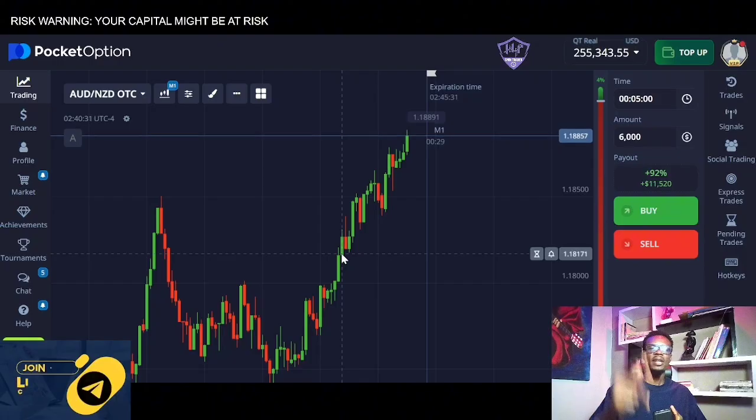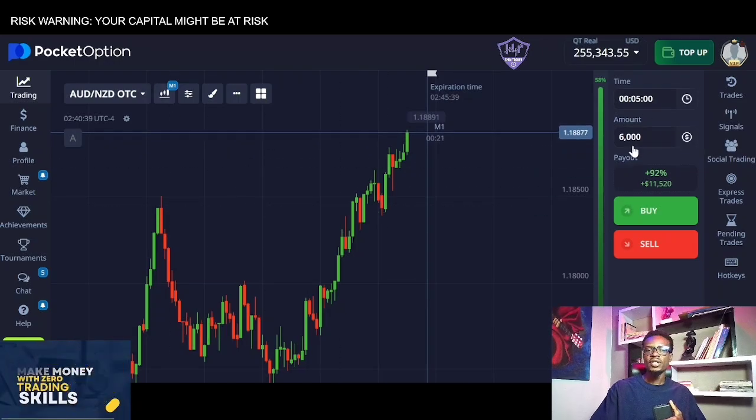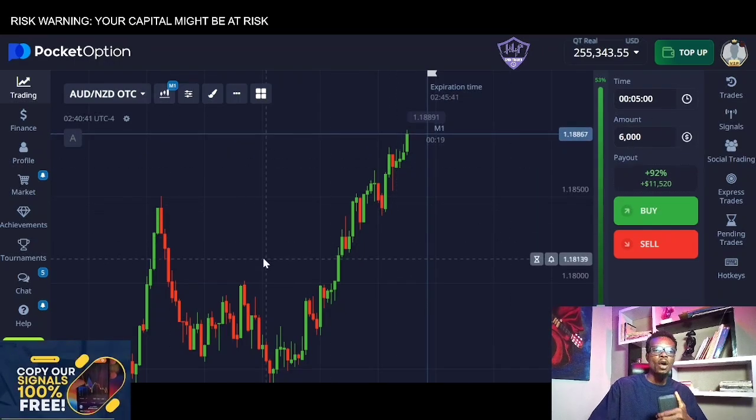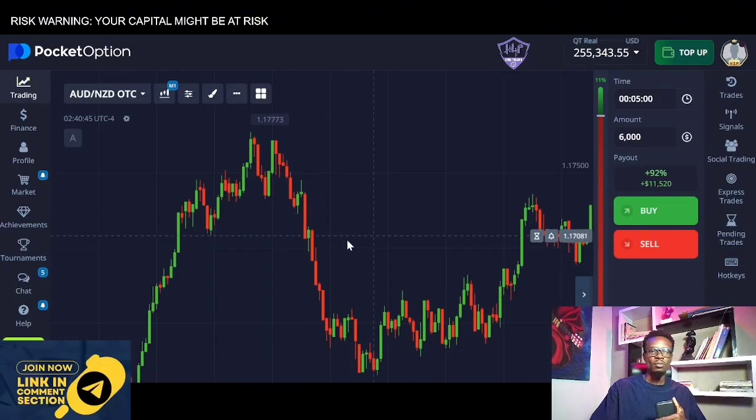So this right here is the AUD NZD, the OTC market, and of course this is the 1 minute time frame. This is the 5 minutes expiry. We'll be seeing how we can place a trade. So look at the market now. Buyers are strongly moving the price up.